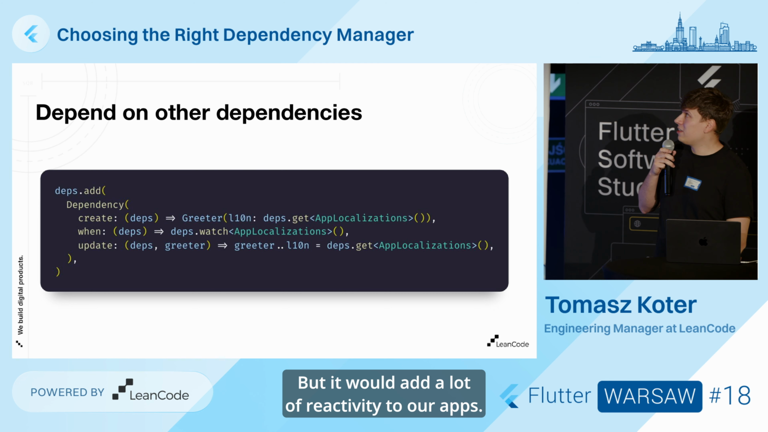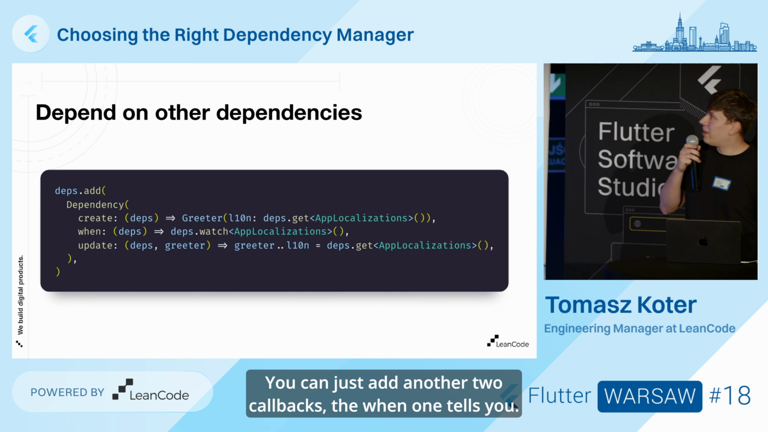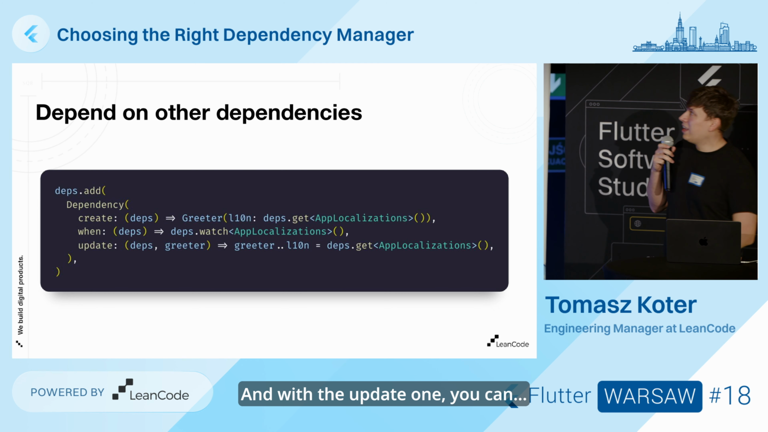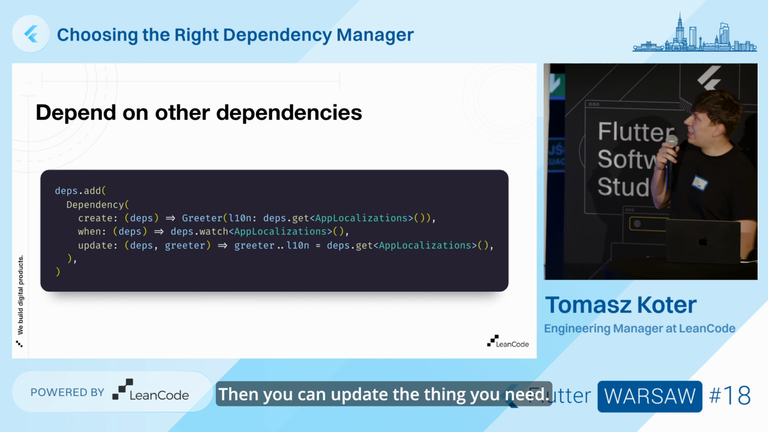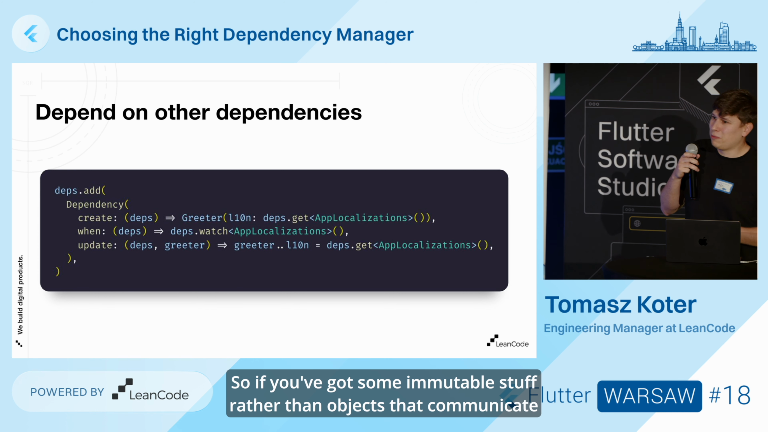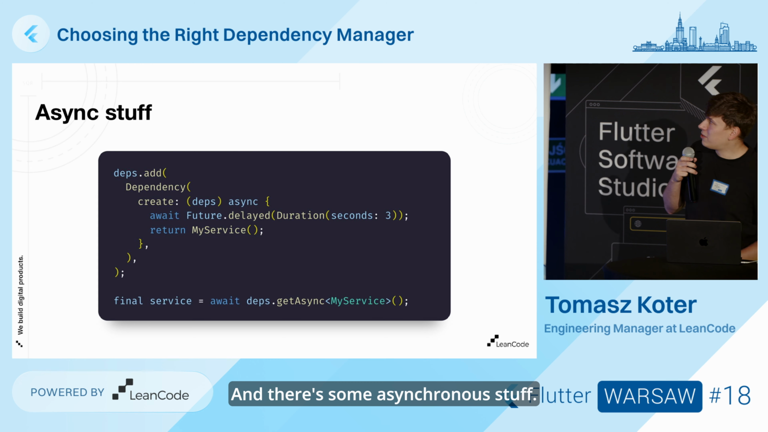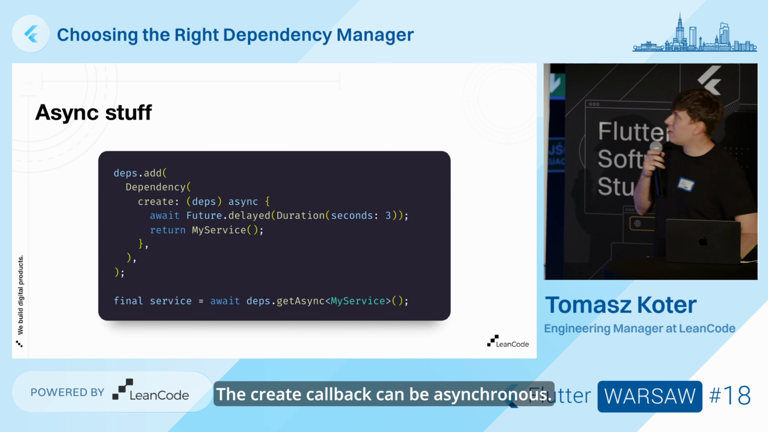But yeah, it would add a lot of reactivity to our apps. And you can just add another two callbacks. By using the when one, you can say when you want to react, and the update one is called whenever the thing that's specified in when changes, and then you can update the thing you need. So if you've got some immutable stuff, rather than objects that communicate between each other, you can use it. And there's some asynchronous stuff, so you can await things to get created. The create callback can be asynchronous.